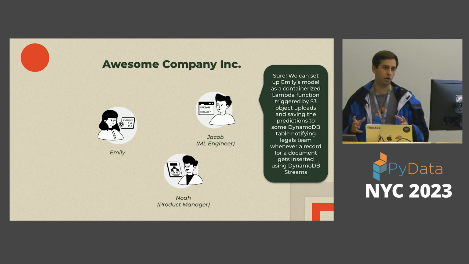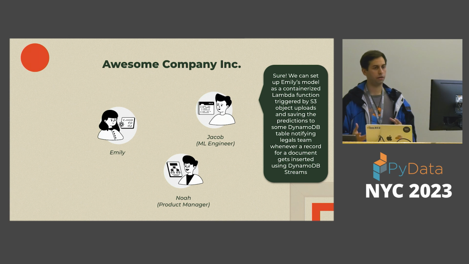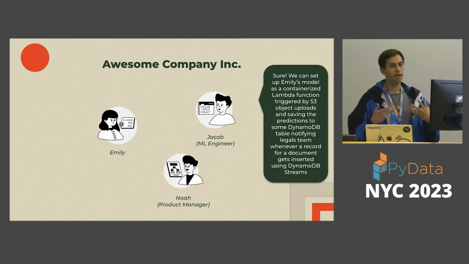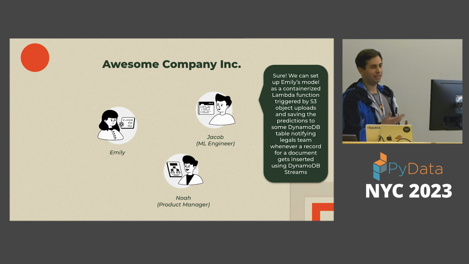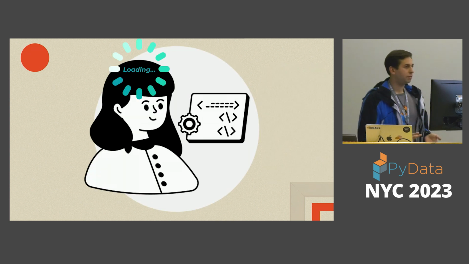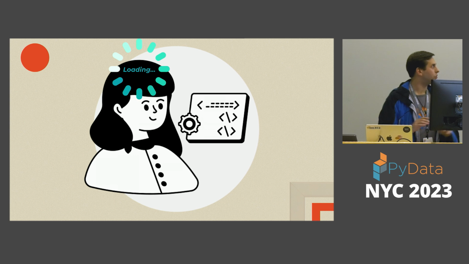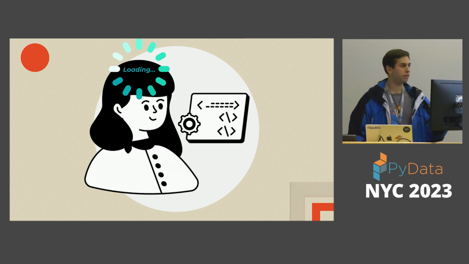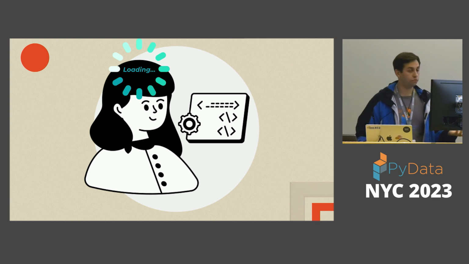And that's when Jacob says, sure, we can set up Emily's model as a containerized Lambda function triggered by S3 object uploads and save a prediction to some DynamoDB table, notifying the legal team whenever a record for a document gets inserted using DynamoDB streams. And at that moment, Emily was like, I have no idea, no clue what this guy just said. So given that, this talk is very likely for you.